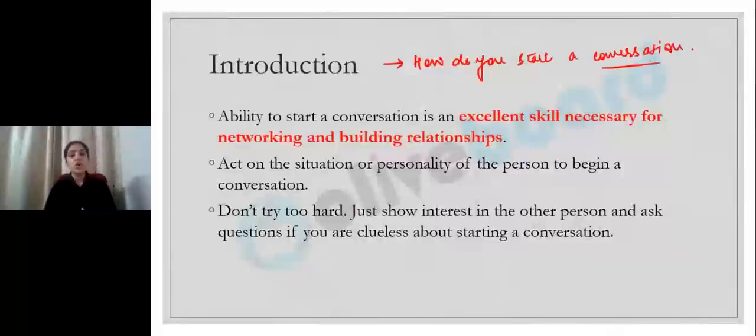First, let us talk about the fact that why starting a conversation is important. Now, starting a conversation can have a number of advantages in different situations. For instance, in a professional setting, it can display your interest or your enthusiasm in the work that you do.